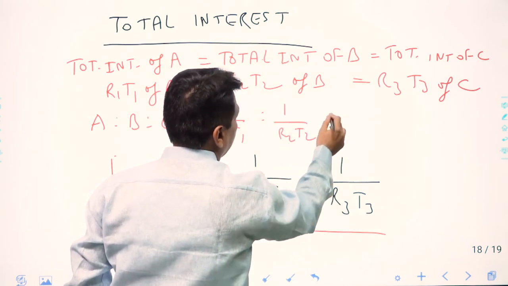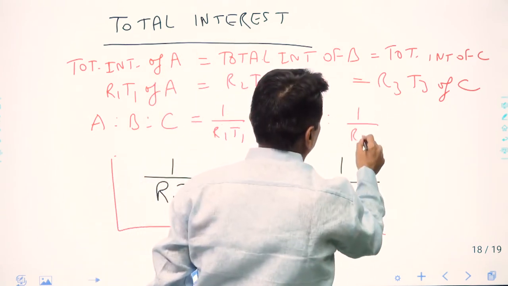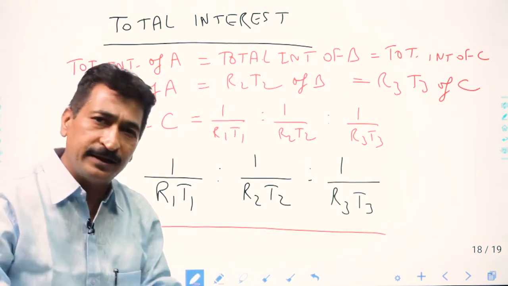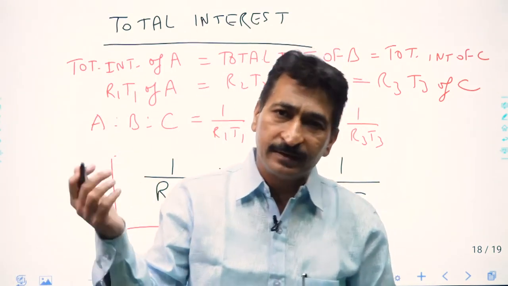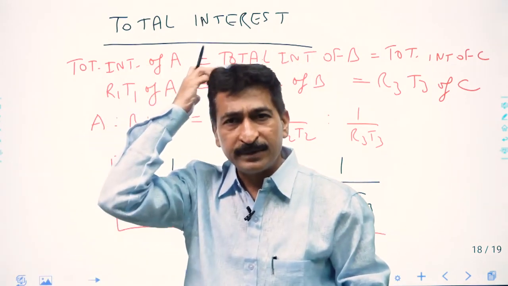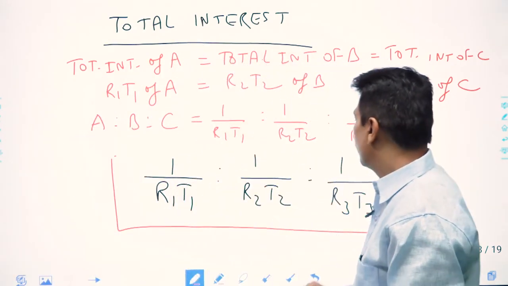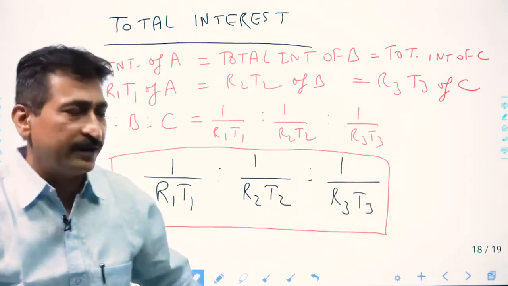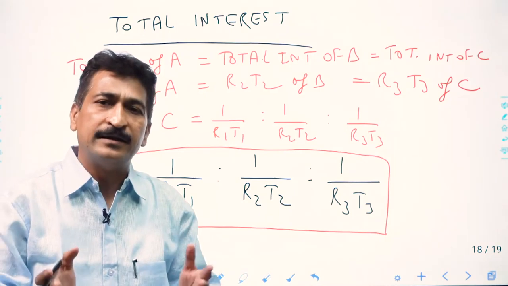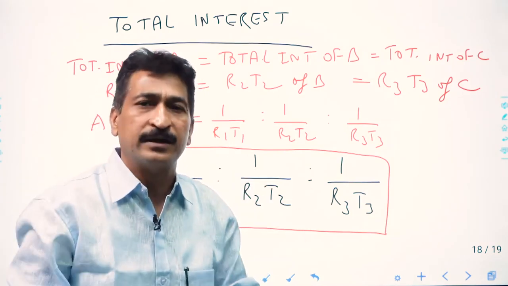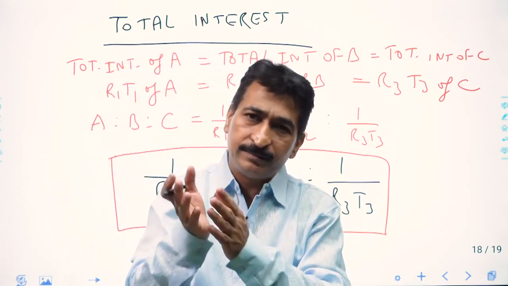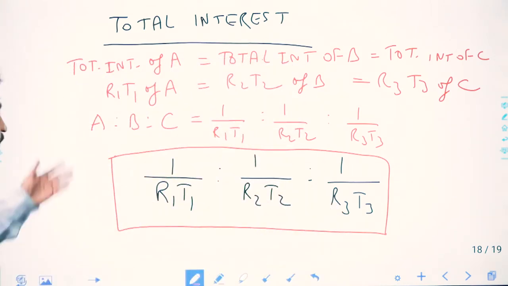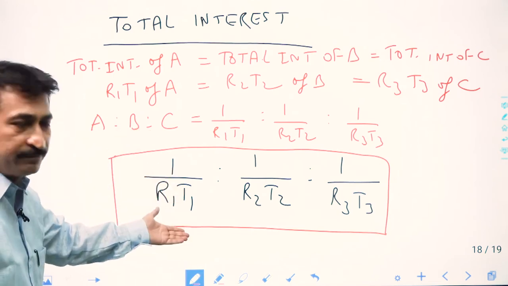And when C, 1 upon R3 T3. This is actually not a formula, this is actually not a trick, it is actually the meaning of the statement, the meaning of whatever it is saying, the meaning of the sentence. Most of the times in mathematics we fear formulas, we fear tricks, we do not understand that there are actually no formulas, there are actually no tricks. It is actually the basic meaning of whatever it has been said. So, this is the total interest. So, if this interest is same, let us do a question.